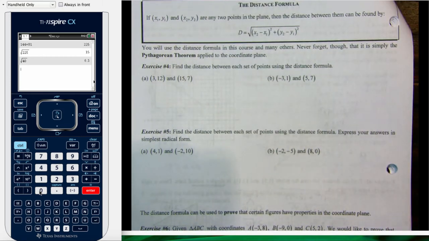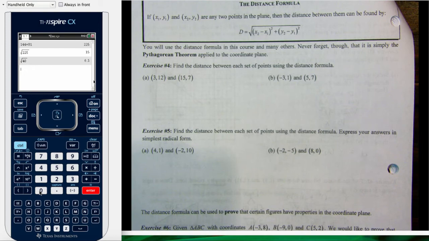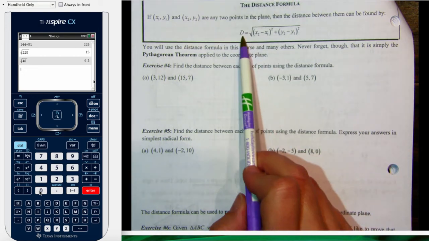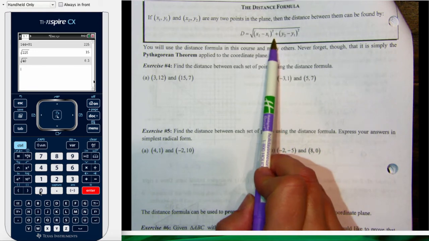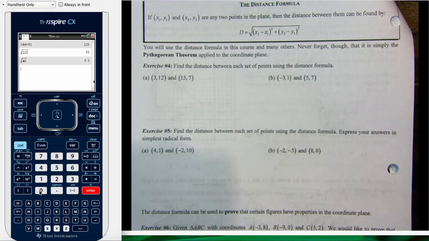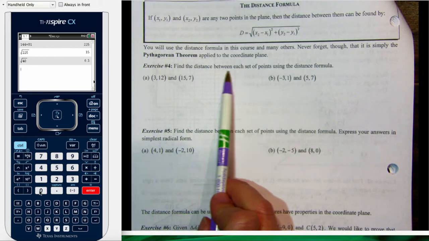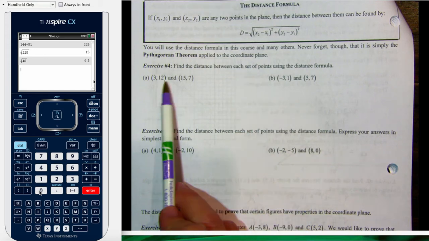Alright, so now that we've discovered the distance formula, we're actually going to go ahead and use it. So here we have the distance formula, square root of (x2 minus x1) squared plus (y2 minus y1) squared. And underneath it says you'll use the distance formula in this course and many others. Never forget though that it's really just the Pythagorean theorem applied in the coordinate plane. So what we want to do here is find the distance between each set of points using the distance formula.